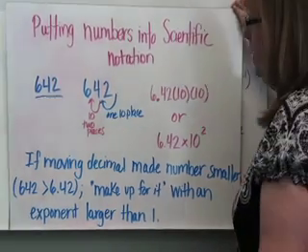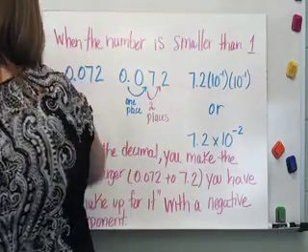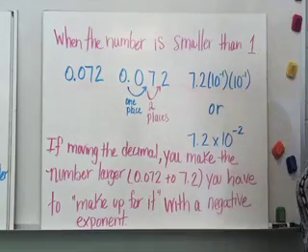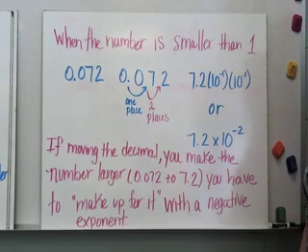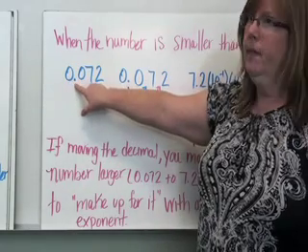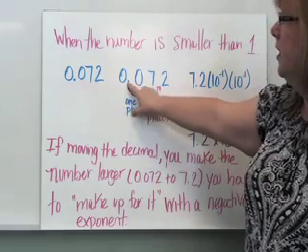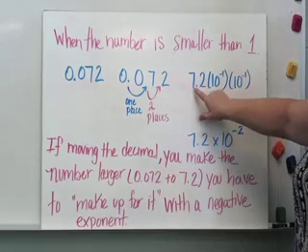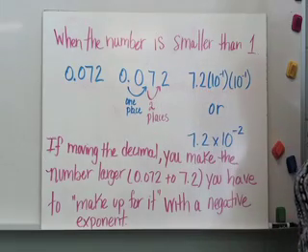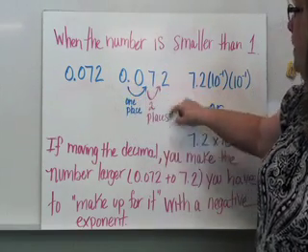Let's go ahead and now look at a number smaller than 1. So 0.072 is smaller than 1, and we want to get this into scientific notation. So here's our decimal point. So it's not in scientific notation. To get it into scientific notation, we have to move it 2 places. There we go. So we have 7.2. And we moved it 1 place, 2 places.